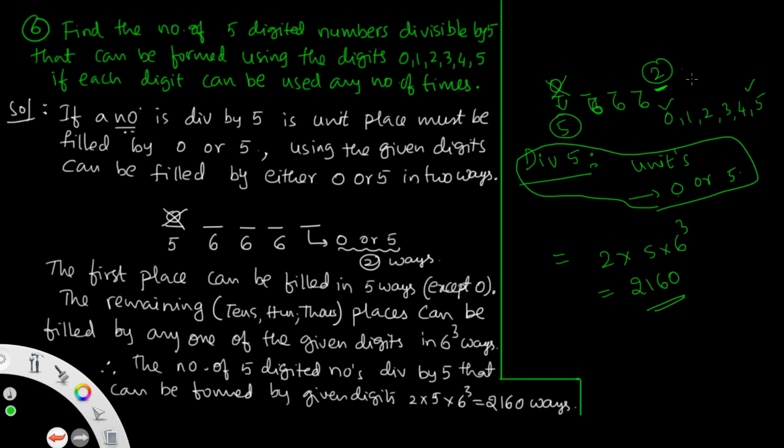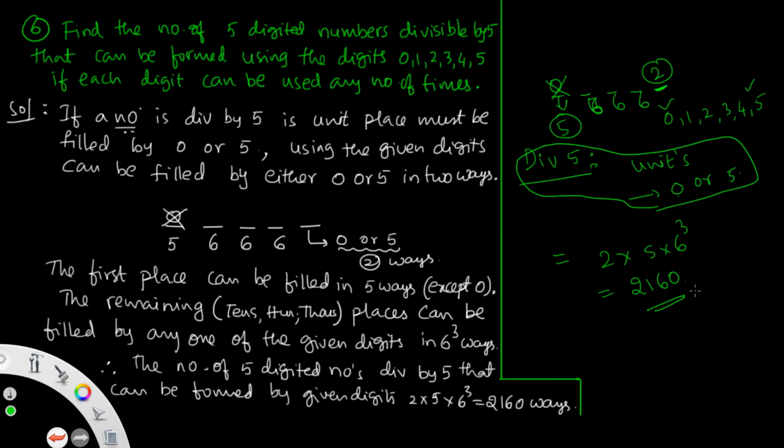So first we have to apply the divisibility rule for 5 to the units place in the given 5-digit number. It must be filled with 0 or 5. Why? Because of the divisibility rule for 5. And the last, the 10,000 place, except 0, can be filled in 5 ways. And the remaining 10s place, 100s place, 1000s place can be done any number of times using the given digits, in 6 cube ways.